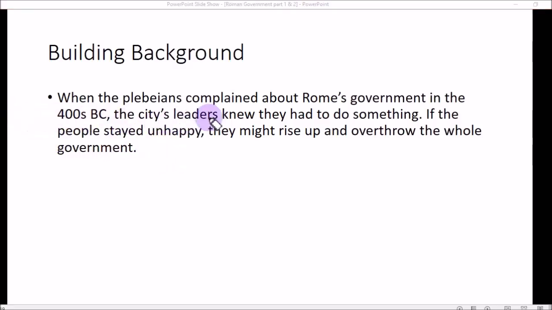When the plebeians complained about Rome's government in the 400s BC, the city's leaders knew they had to do something. If the people stayed unhappy, they might rise up and overthrow the whole government. Okay, so remember, the plebeians were the poor people. Well, I don't say poor people, but commoners.